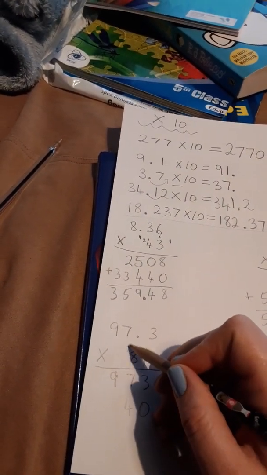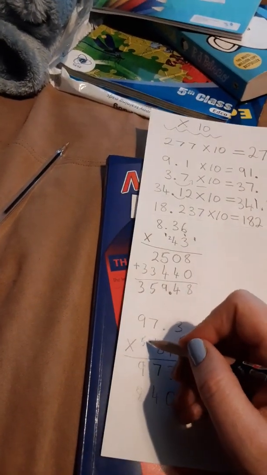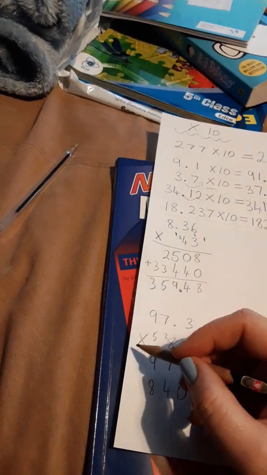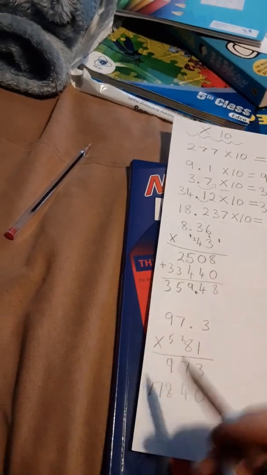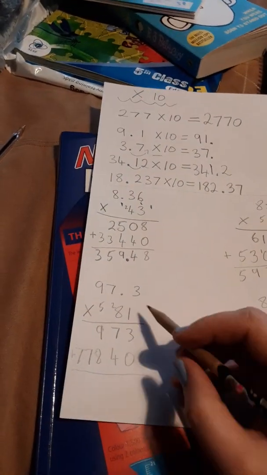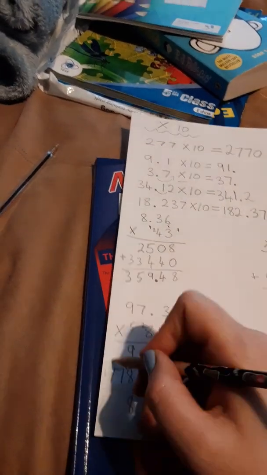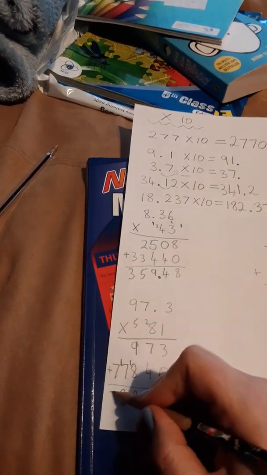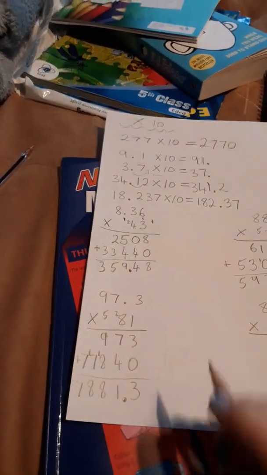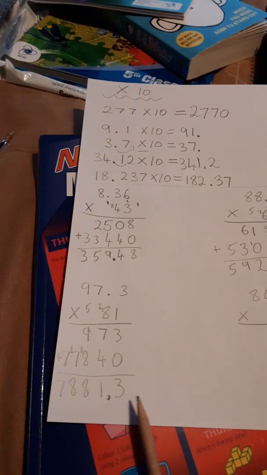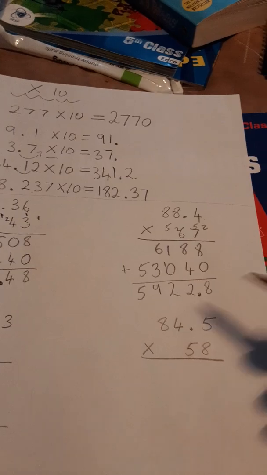7 eights are 56 plus 2 is 58. 9 eights is 72 plus 5 is 77. Addition, because it's a long multiplication. 3, 11, 18, and 7. There is one number here behind the decimal, so there must only be one number here behind the decimal. 7881.3.